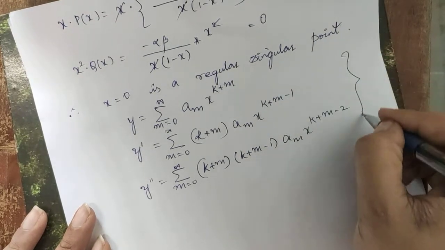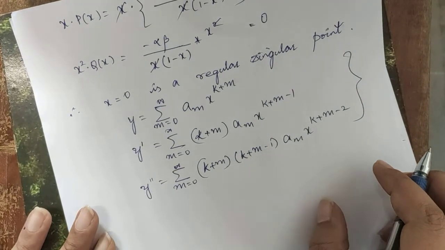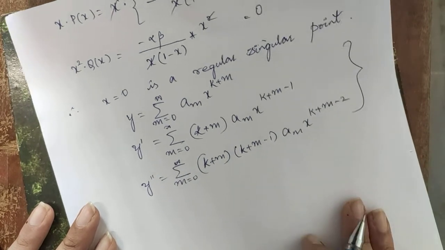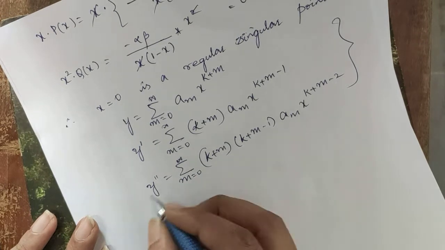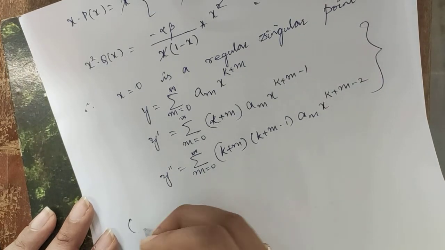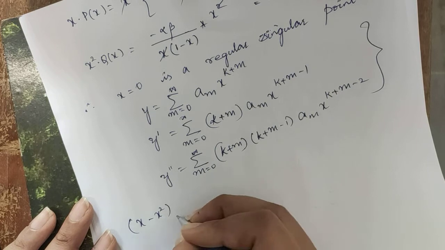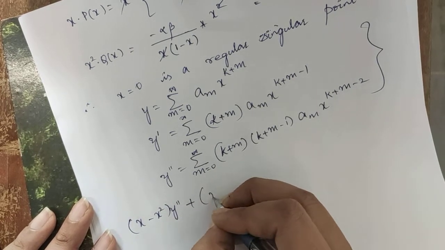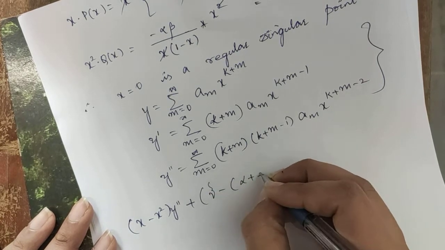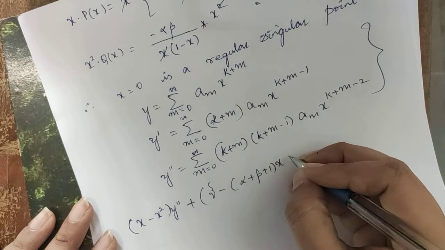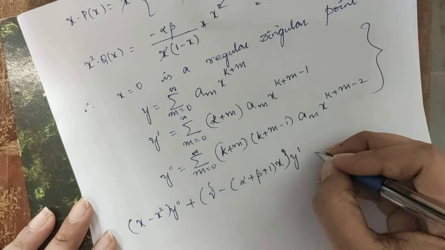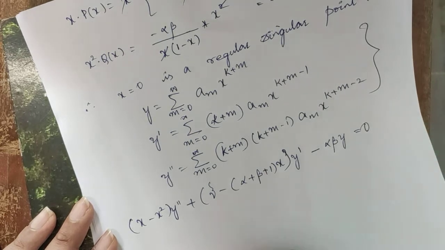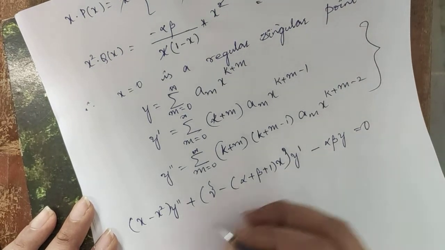Now let's substitute these values into equation 1, that is nothing but the standard hypergeometric differential equation. Okay, so I will rewrite the equation here: x minus x square into y double dash plus gamma minus of alpha plus beta plus 1 into x y dash minus alpha beta into y is equal to 0. So let's substitute all the values here.